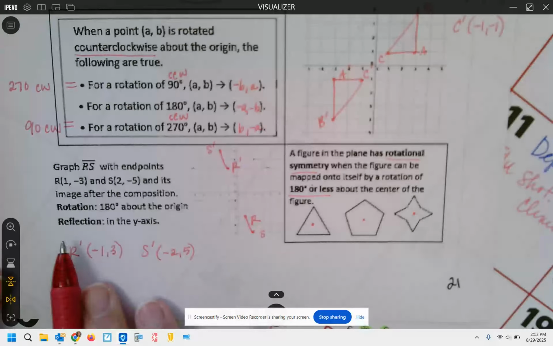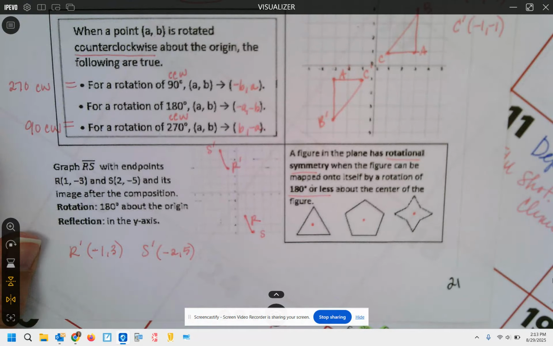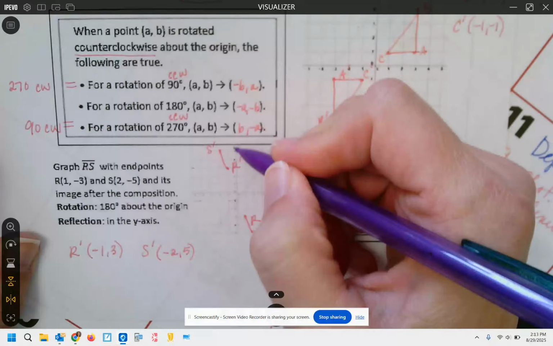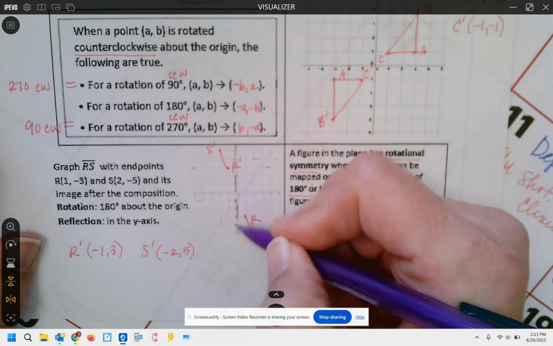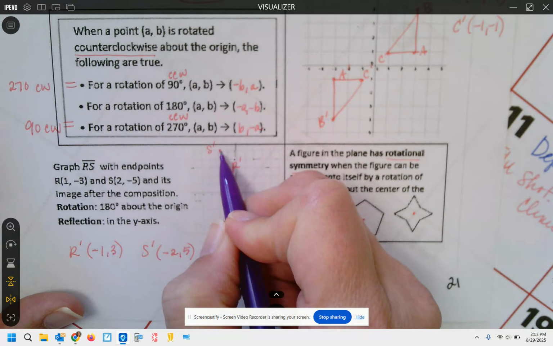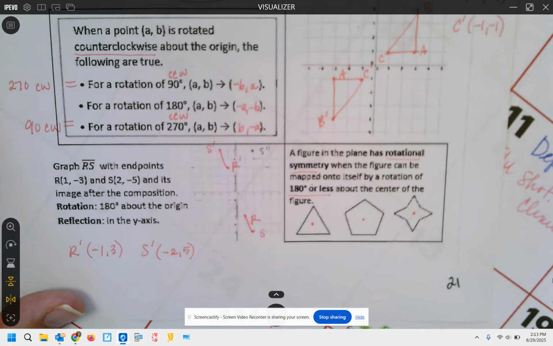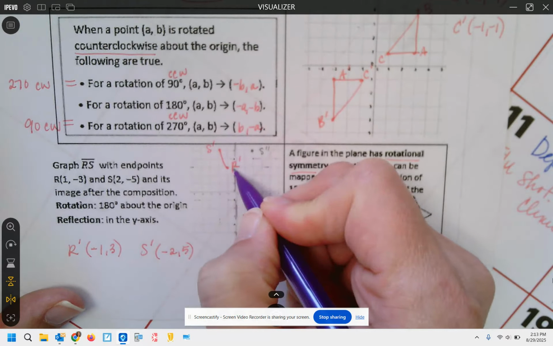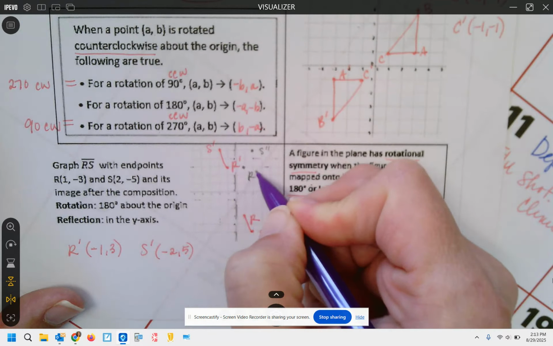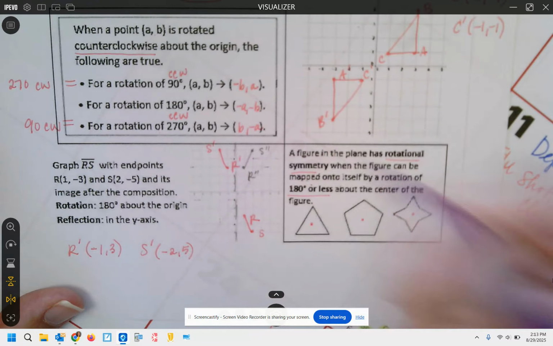And then the last one, we want a reflection of that in the y-axis. Remember, here's our vertical y-axis. Point S is 2 units away. So here would be S double prime. Point R is 1 unit away. So our double prime would be there.